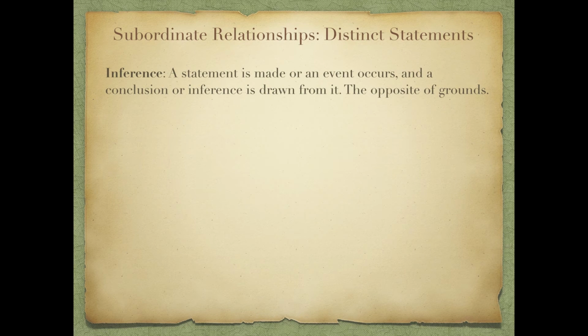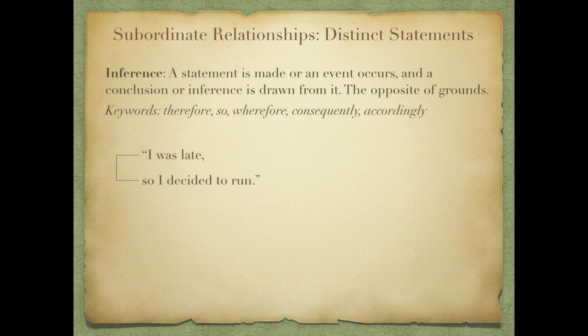Next is the opposite of ground, which is an inference. A statement is made or an event occurs, and a conclusion or inference is drawn from it. Keywords include therefore, so, wherefore, consequently, or accordingly. How about this? I was late, so I decided to run. The second clause is an inference or a conclusion from the first one. We're going to mark this with 3 dots. I know that might look a little strange or funny, but that's how we're going to mark an inference, okay? These 3 dots. I was late, therefore I decided to run. Consequently, I decided to run.